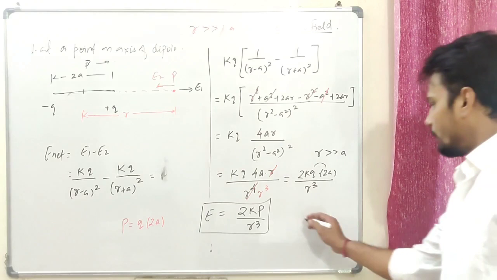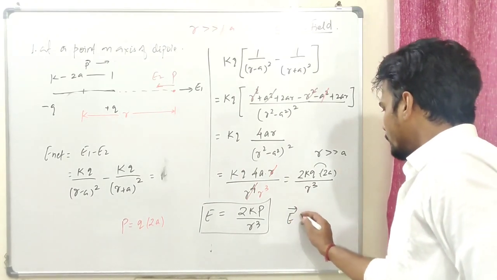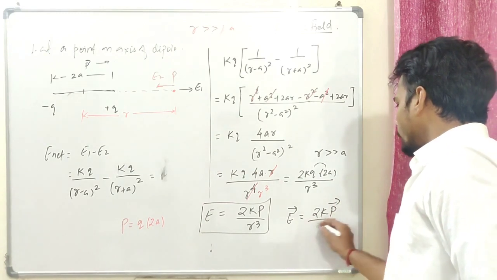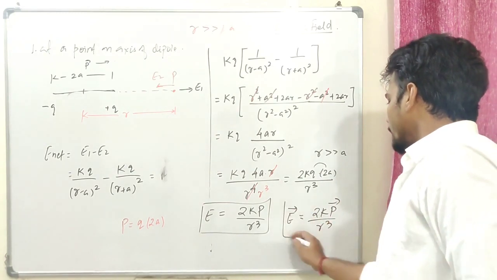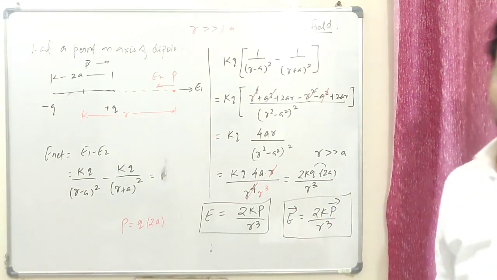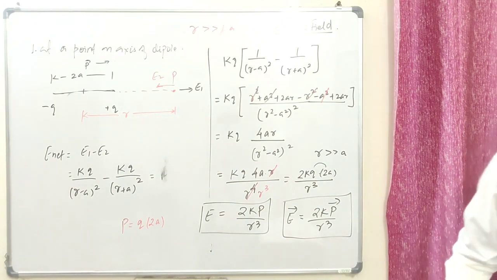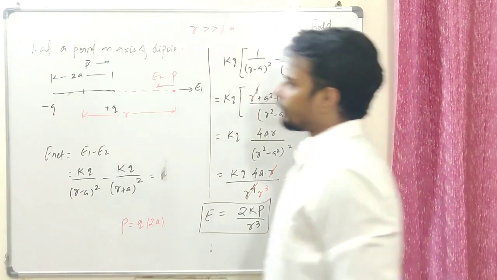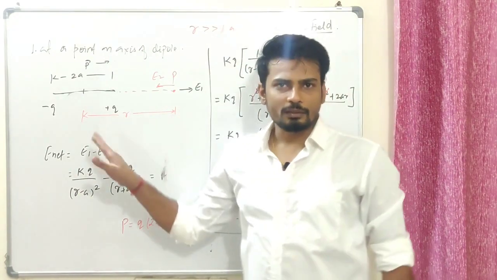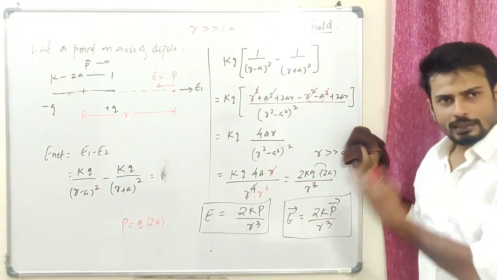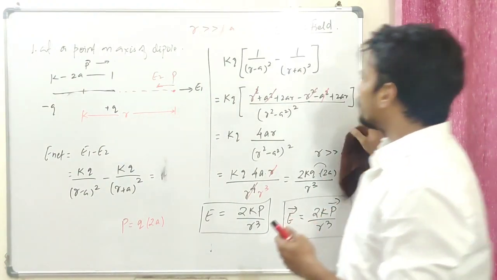Well, in the vector form, what are you going to do? You're going to put a direction. It is going to be 2kp vector over R cube. That's going to be in the vector form. Nothing much difference over here. Alright guys, fair enough. Now let's quickly go ahead and check what's going to be the field on the perpendicular bisector of the dipole's axis. That's going to be the second case. I'm sure you guys are done with this. Quickly note it down, pause the video, and then let's go to the next part.